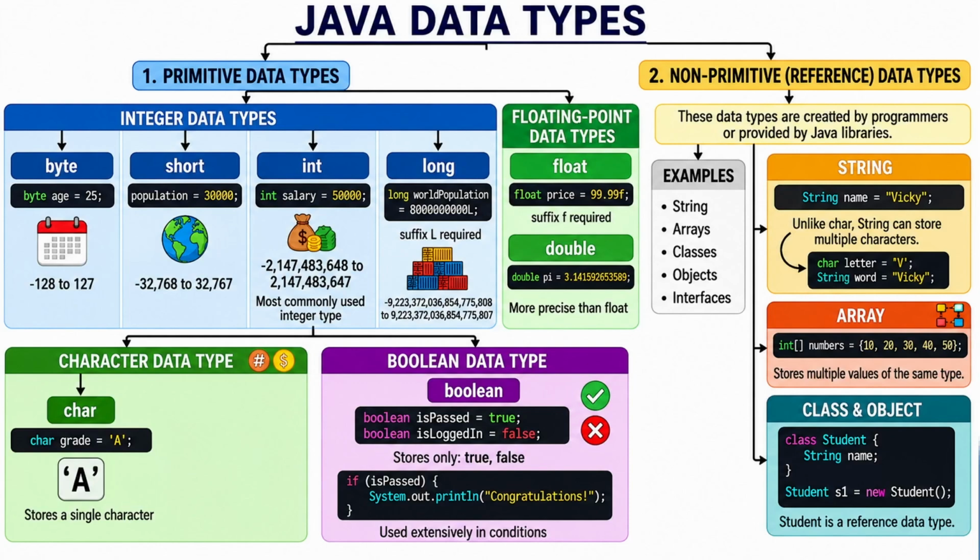Non-primitive data types are also called reference data types. Primitive data types are further classified into integer data types, floating point data types, character data type, and Boolean data type.